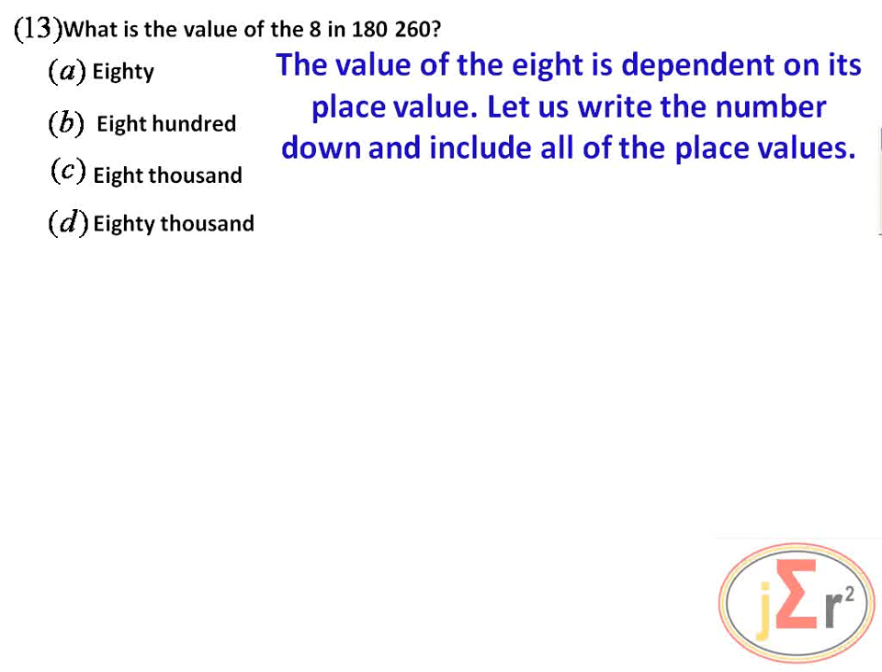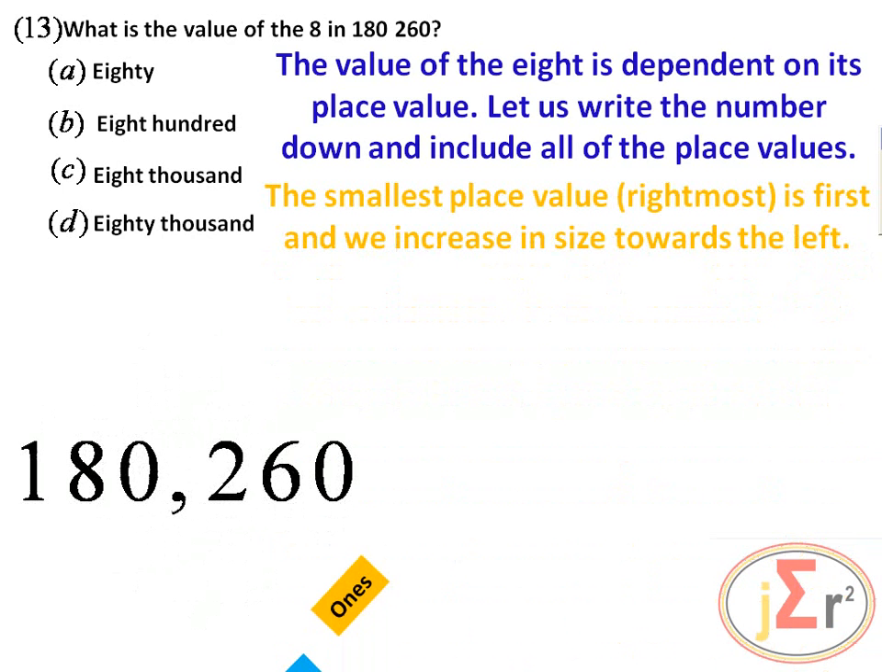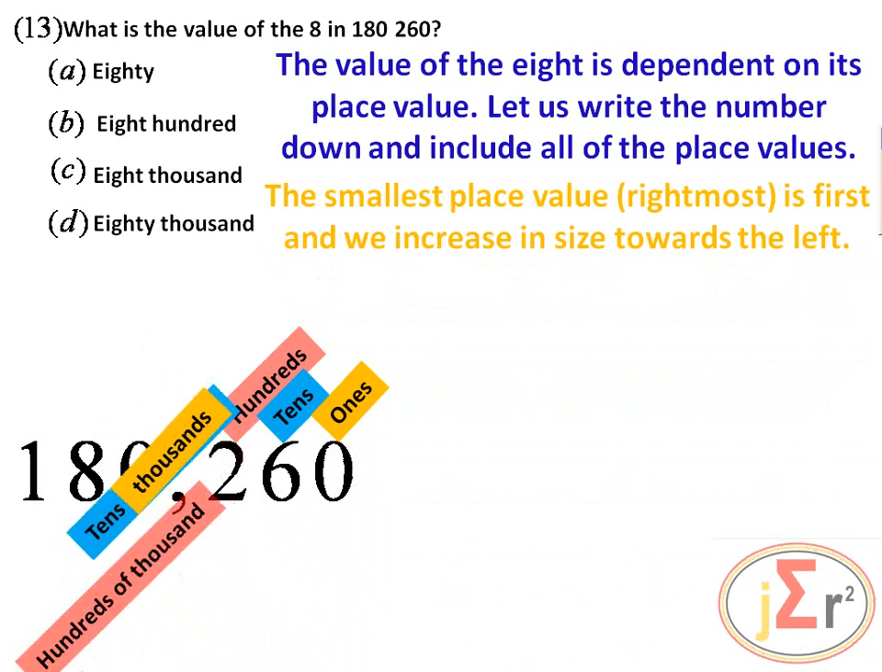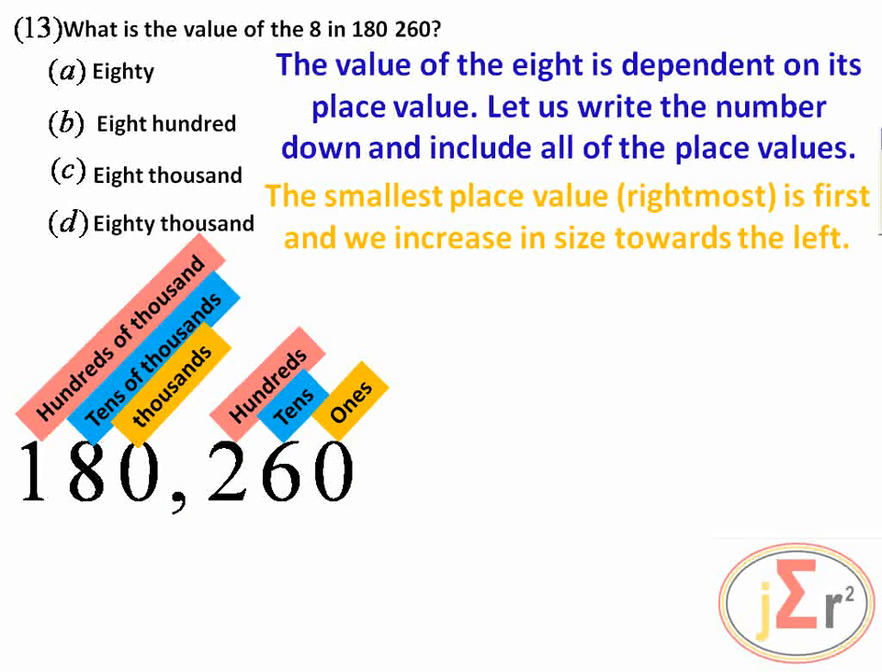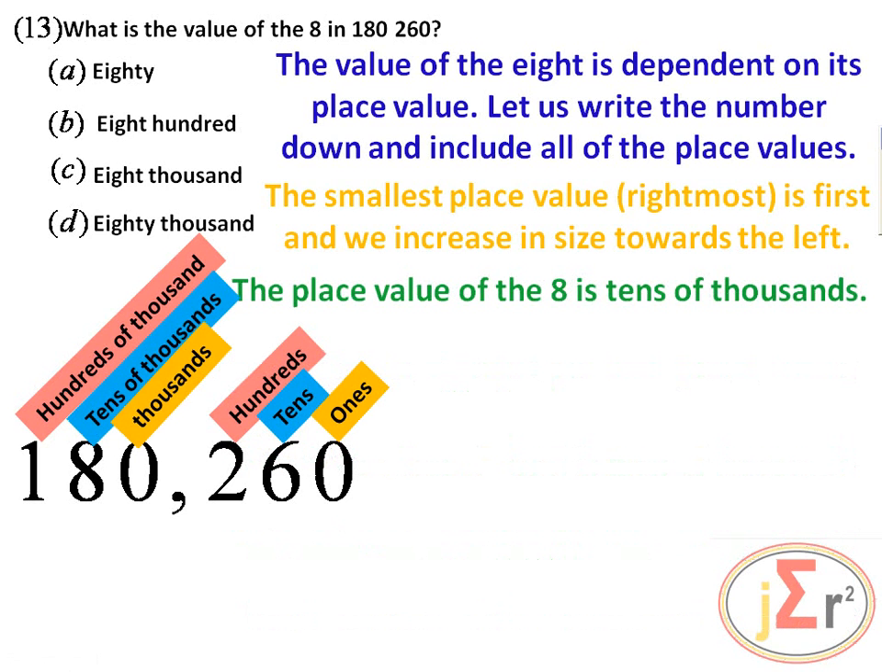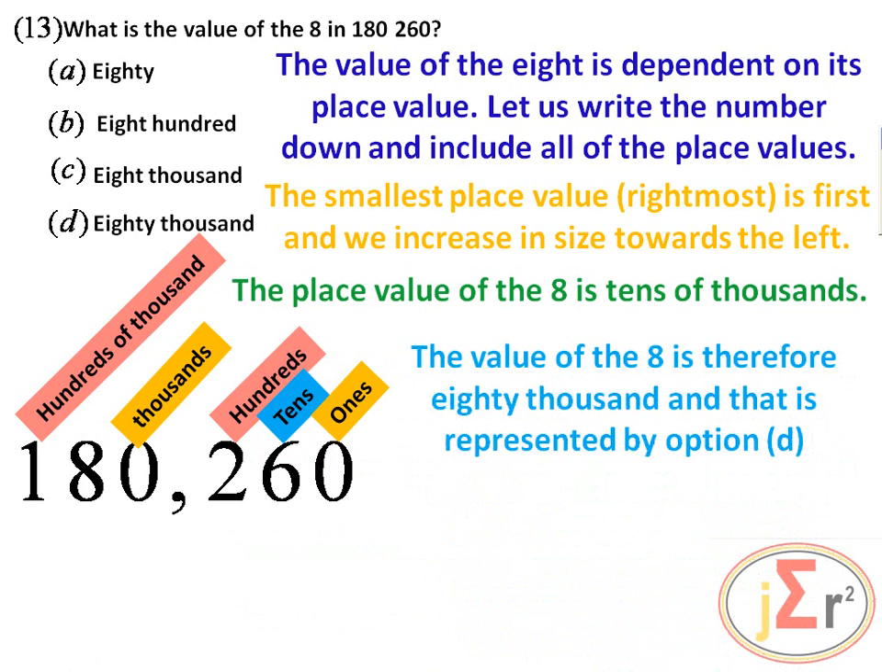The value of the 8 is dependent on its place value. Let us write the number down, 180,260, and include all of the place values. The smallest place value, which is the rightmost, is first, and we increase in size towards the left. So we begin at the ones digit, then tens, hundreds, thousands, tens of thousands, hundreds of thousands. The place value of the 8 is tens of thousands. The value of the 8 is therefore 80,000.